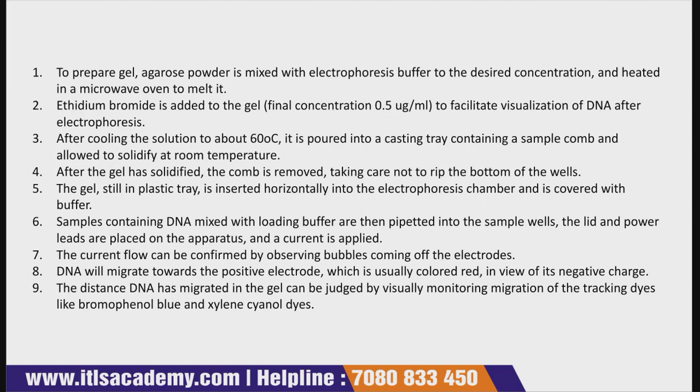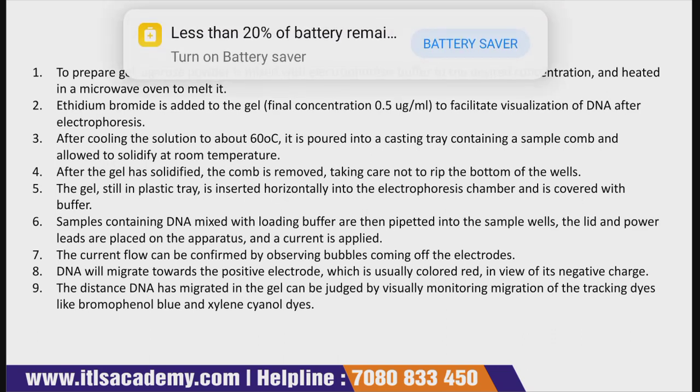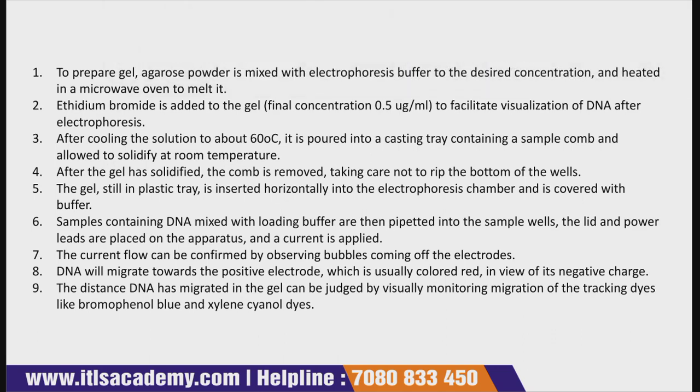The current flow can be confirmed by observing the bubbles coming off the electrodes, the negative and the positive, that is the cathode and anode. Then the DNA migrates towards the positive electrode, which is usually colored red.